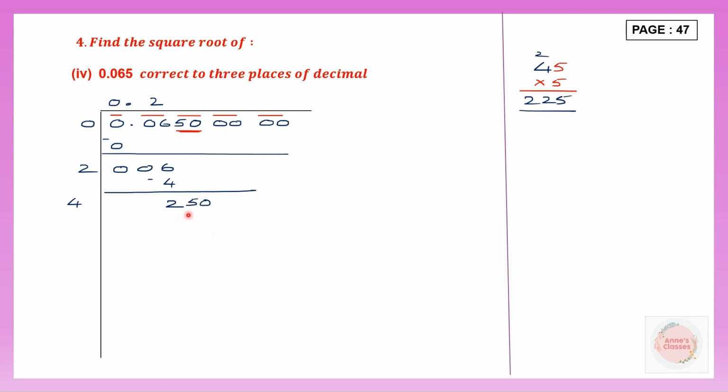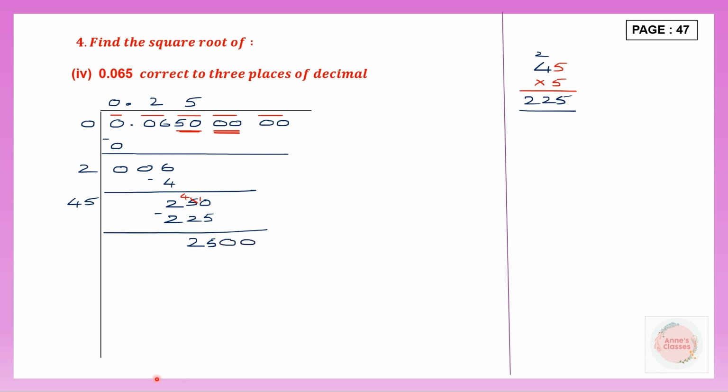Now that we can write next to below this 250, that means next to 4 I need to put the digit 5 to make it 45. So 5 here and into 5. 45 into 5 is 225. Now again we need to subtract. So let's subtract here. This is 4, 10. 10 minus 5 is 5. 4 minus 2 is 2. Now we bring down the next pair, that is 2 zeros.